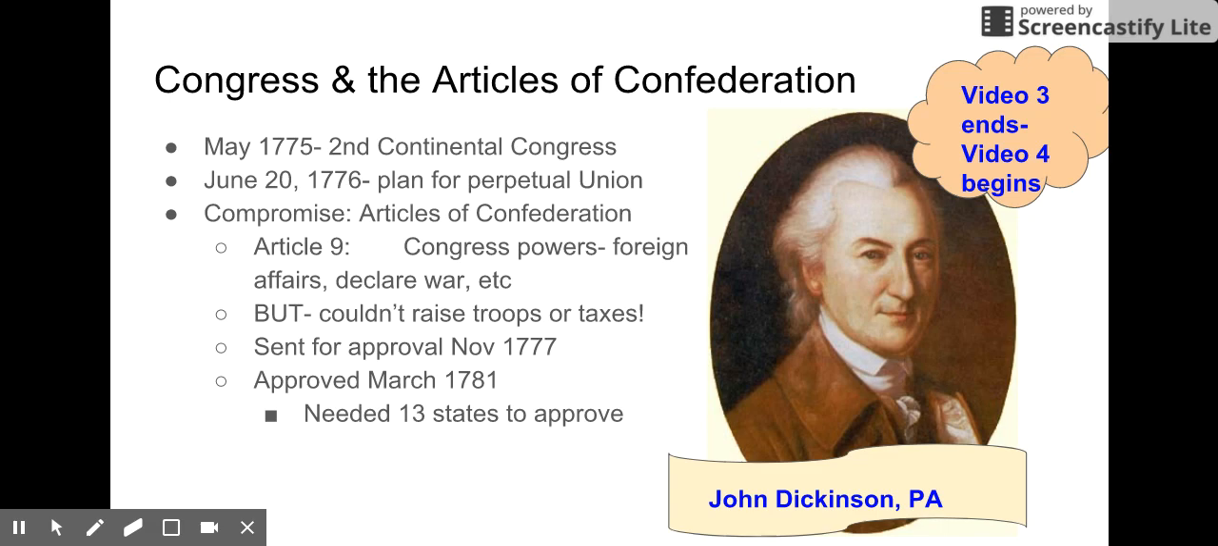Anyway, the Congress sent the articles to the states for approval in November of 1777. However, they weren't ratified until March of 1781 for a couple of reasons. Ratification required approval of all 13 states. That's a hard thing to try to do. There were also lots of disputes. For example, what about the land west of the Appalachian Mountains? Remember how the Appalachian Mountains were like that border when we did all those colonial maps? That was a big contention at the time.